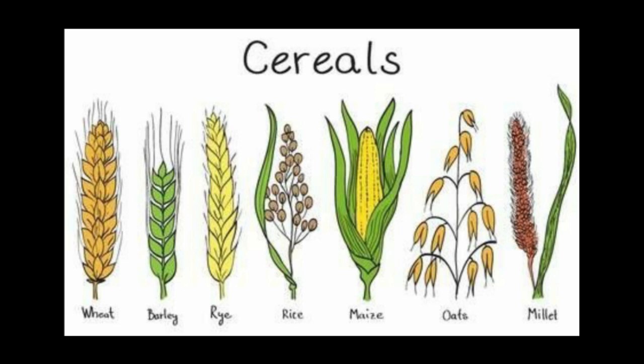The edible seeds of plants such as rice, wheat, maize, and barley are called cereals. What are they called? Cereals. Yes, they are called cereals. We can cook and eat the seeds of the rice. The seeds of wheat are ground into fine powder, which is made into flour, and then we can eat chapati made of it.